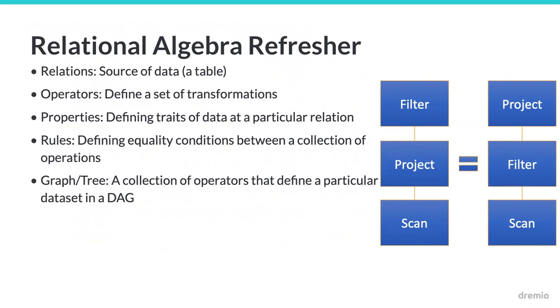One other term to understand is a graph or a tree. In relational algebra, this sort of pipeline of operators can be represented or thought of as a graph. Specifically in Dremio, it is known as a DAG, or a directed acyclic graph. On the right here, we have a couple of very simple graphs. In this case, it's a scan, project, and filter, or a logically equivalent tree is a scan, filter, project. Those are examples of query plans or DAGs.